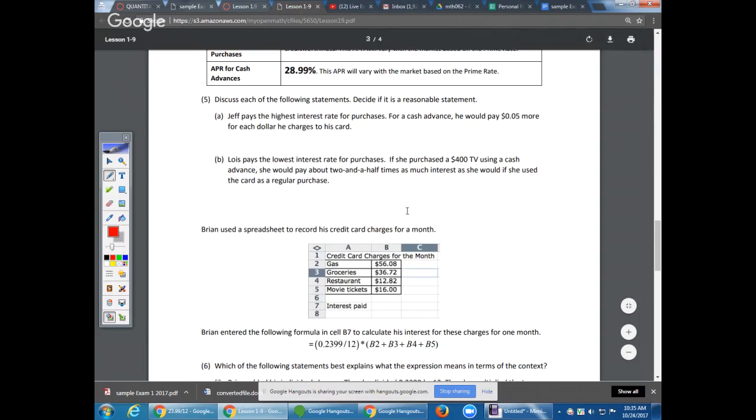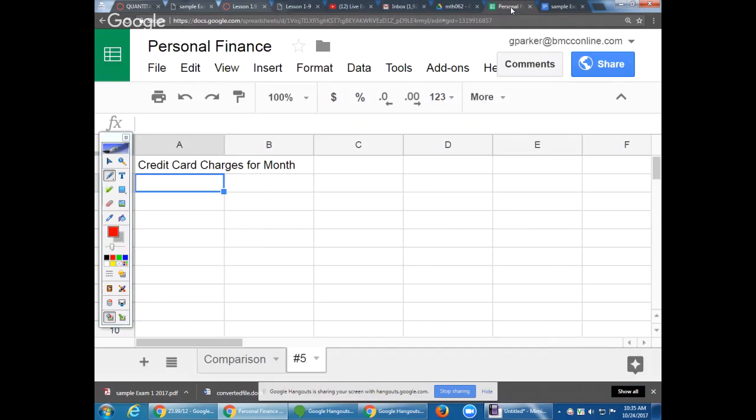And let's see what else needs to be in there. Gas, groceries, restaurants, and movies. And then here I have to type in the amounts. So I'm going to type in my 56.08. And usually I don't type the dollar sign.